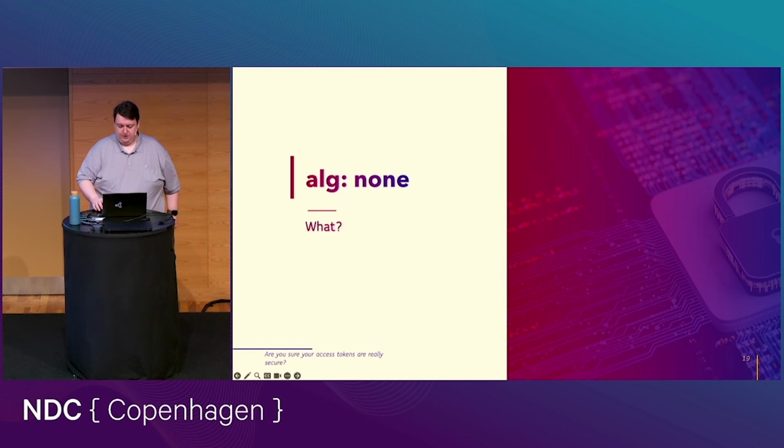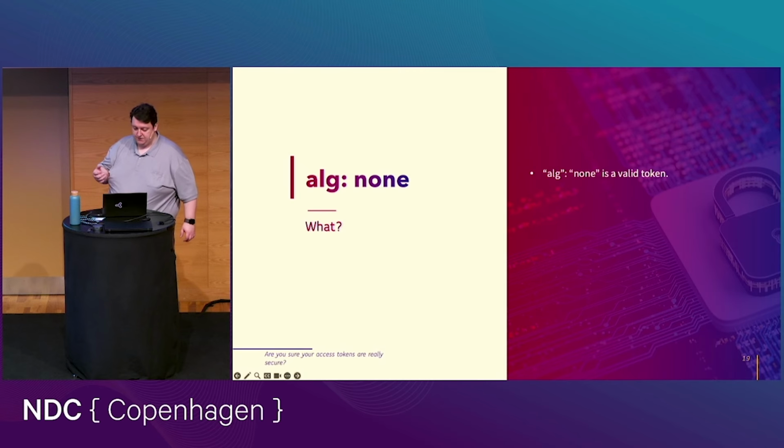So again, algorithm none means no signature algorithm being used, and it is a valid token. If you read the RFC, algorithm none is completely valid, which also means, in theory, that your API should accept it. You probably don't want to do that.